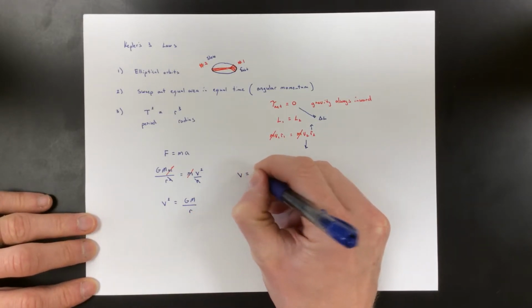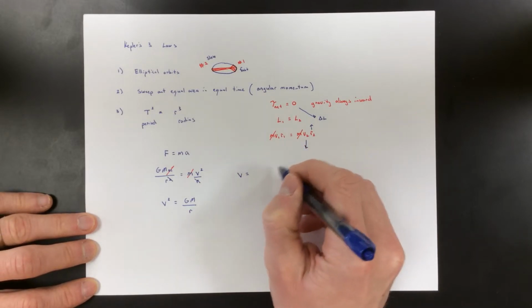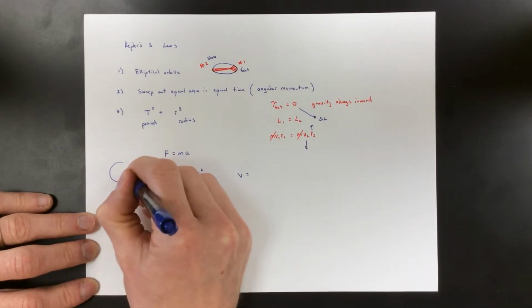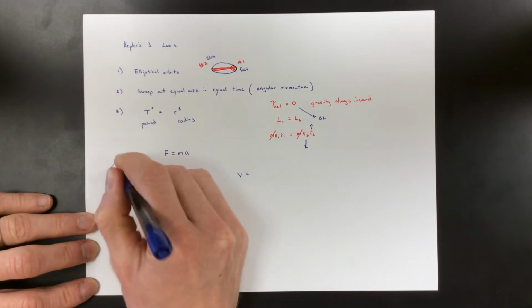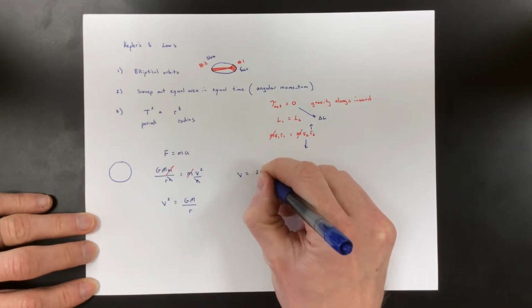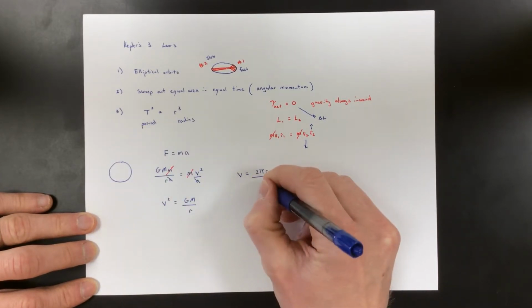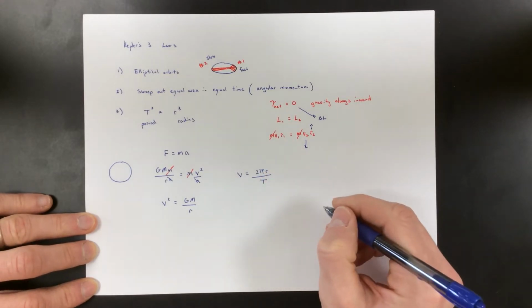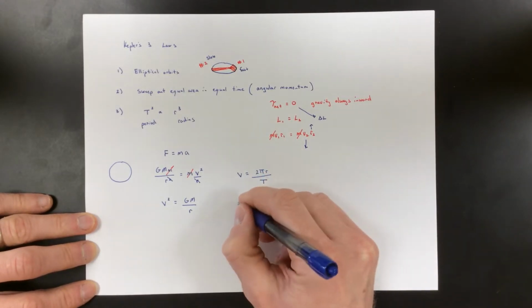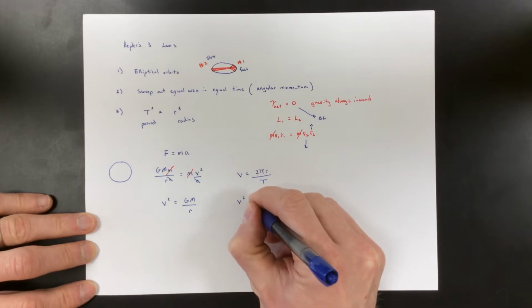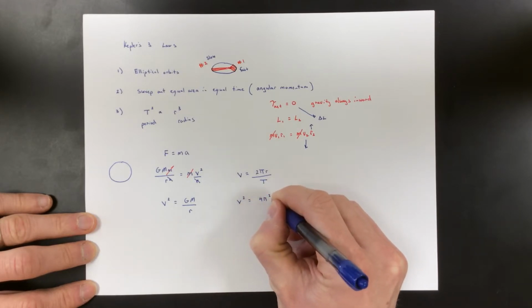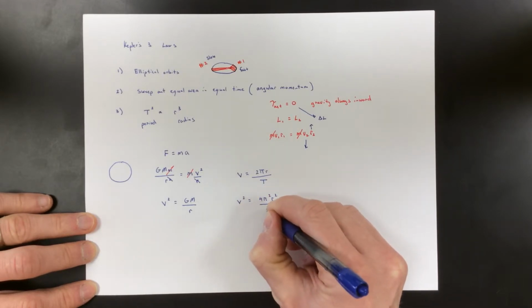Well, the velocity is just the total distance. So what's the total distance traveled? Again, the total distance traveled is just the circumference. So that's 2 pi r. And the time it takes to go around one time, well, that's how we define what the period is. If we square both sides, we're going to get v squared equals 4 pi squared r squared over T squared.